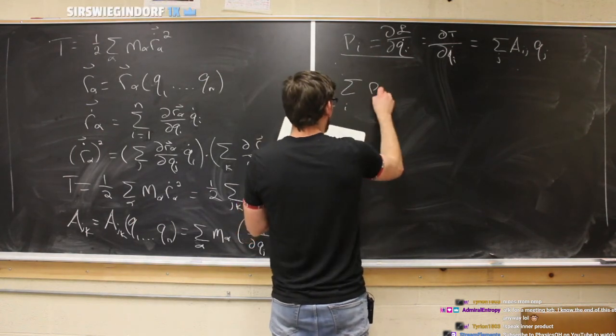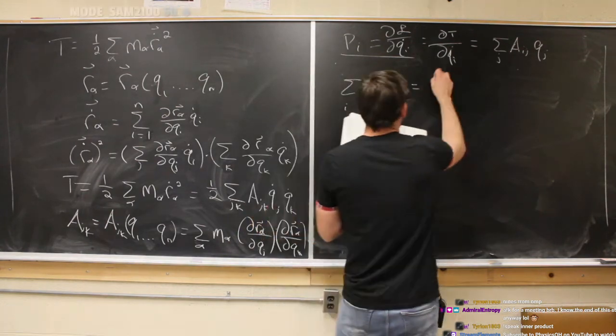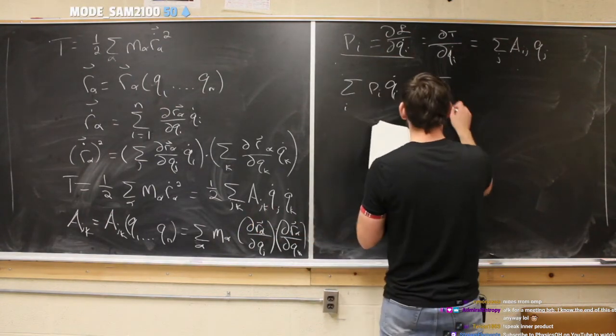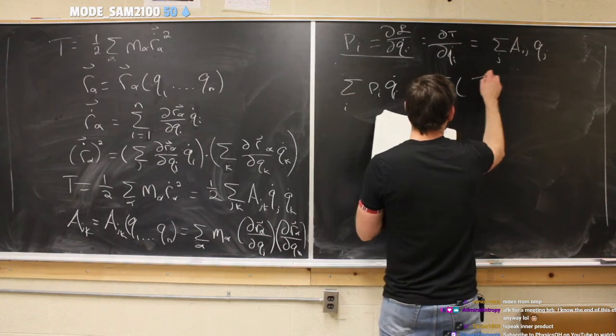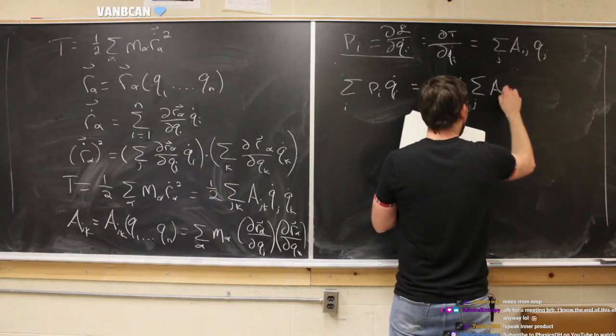I, and then we have the generalized momentum times the Q_i dot, because we want to get to the part in the Hamiltonian where we express this. This is what we end up having as A_ij Q_j dot.